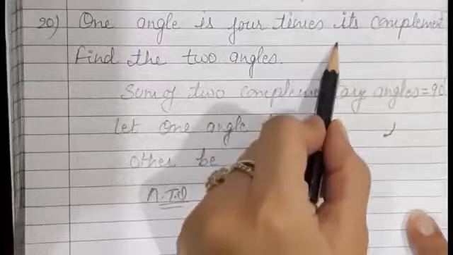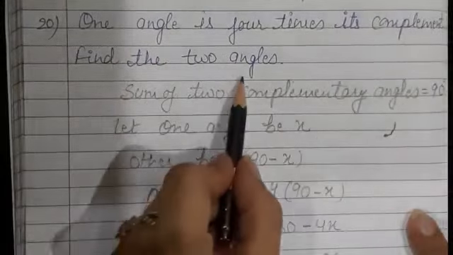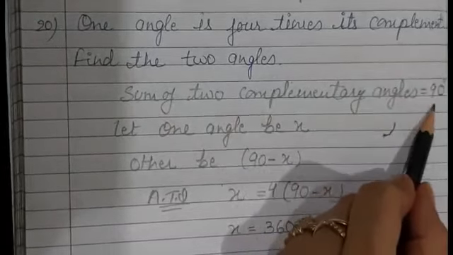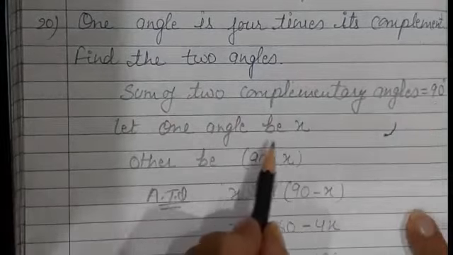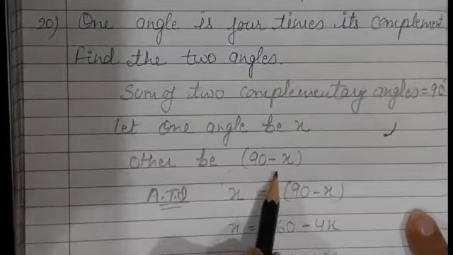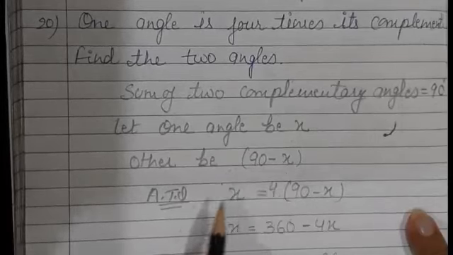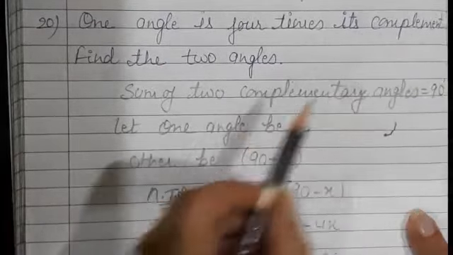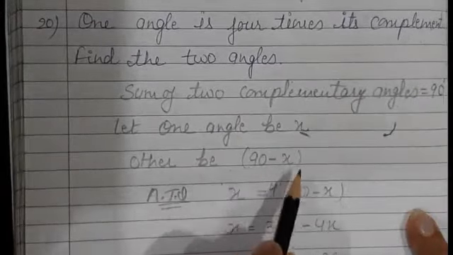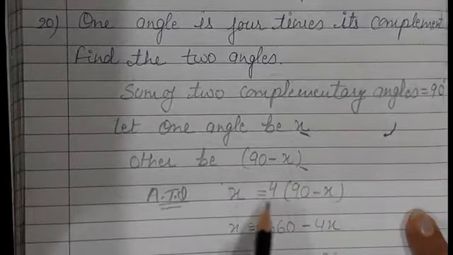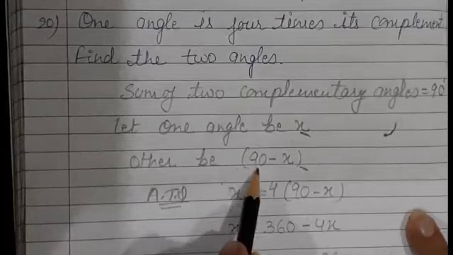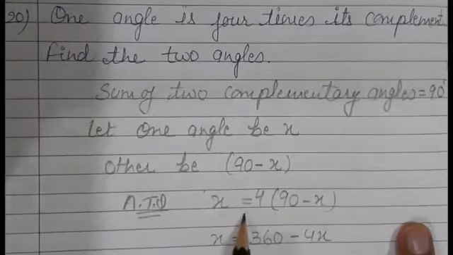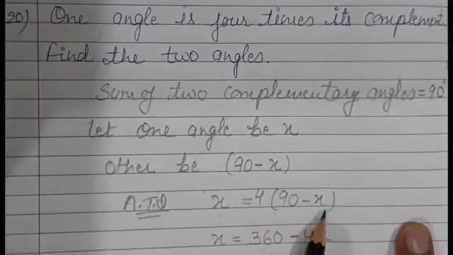One angle is 4 times its complement. Find the two angles. We know that the sum of two complementary angles is equal to 90 degrees. Let one angle be x, then the other angle will be 90 minus x, right? So according to the question, one angle is 4 times its complement. So when we equate, we have to multiply 90 minus x by 4, as it is already 4 times. So x equals 4 times (90 minus x). This will be the equation.